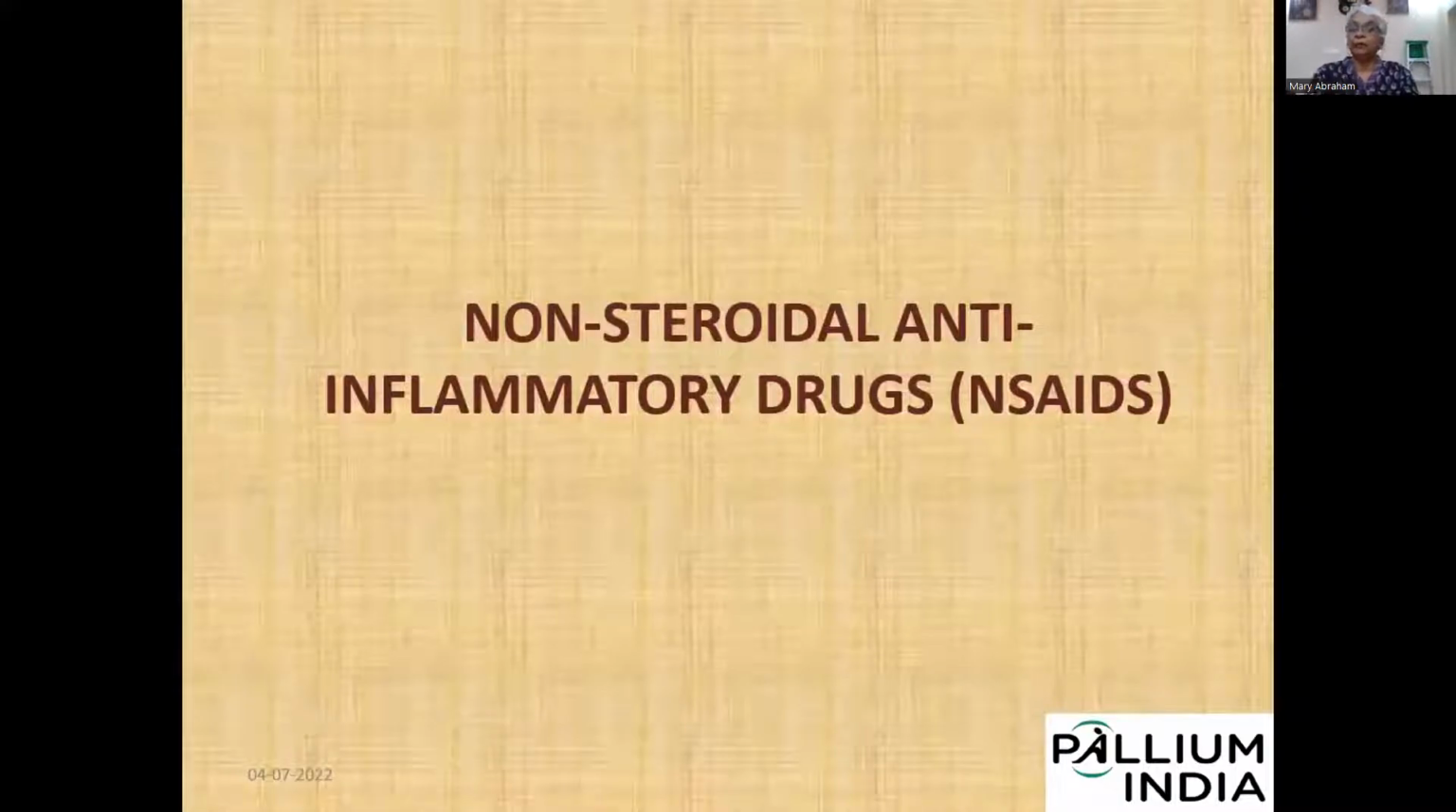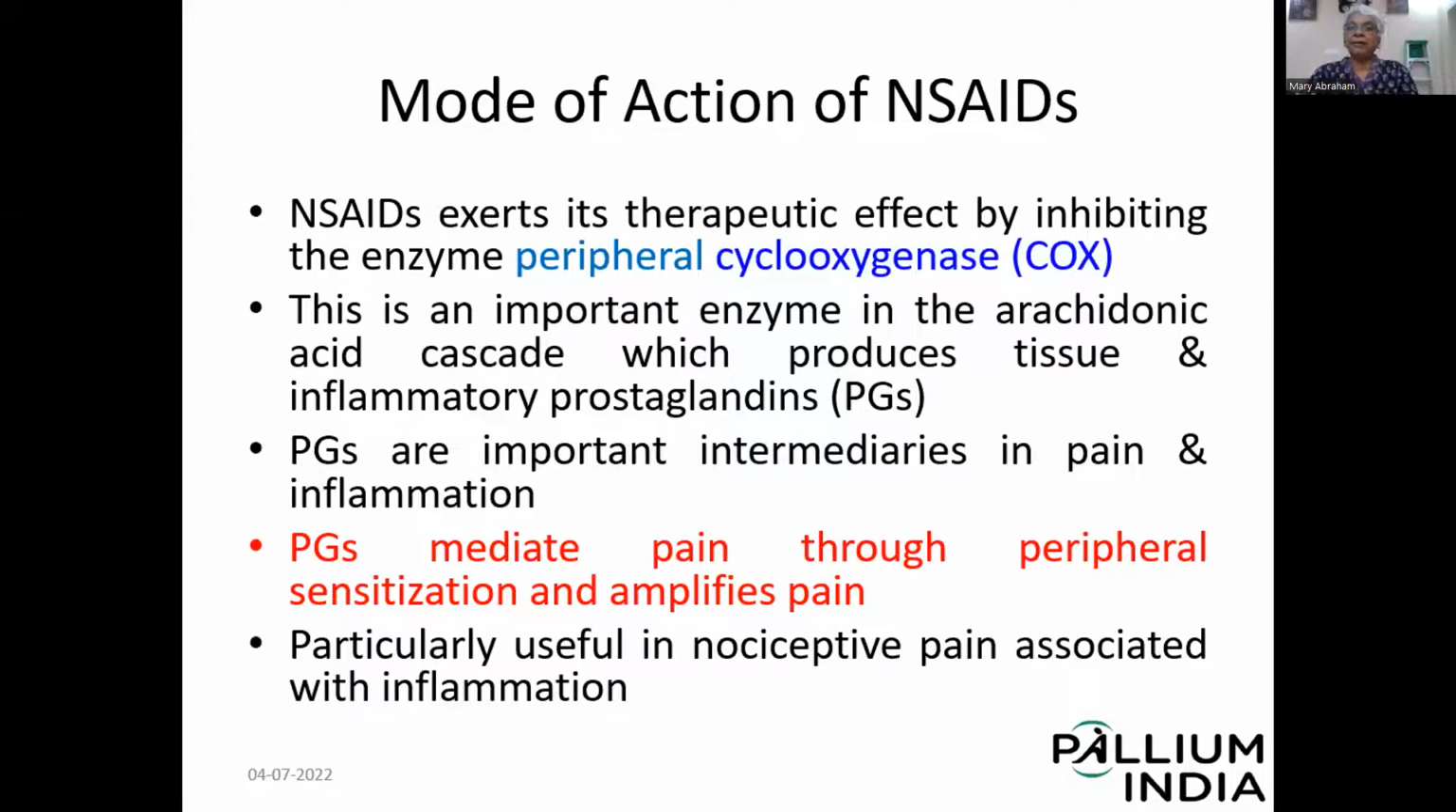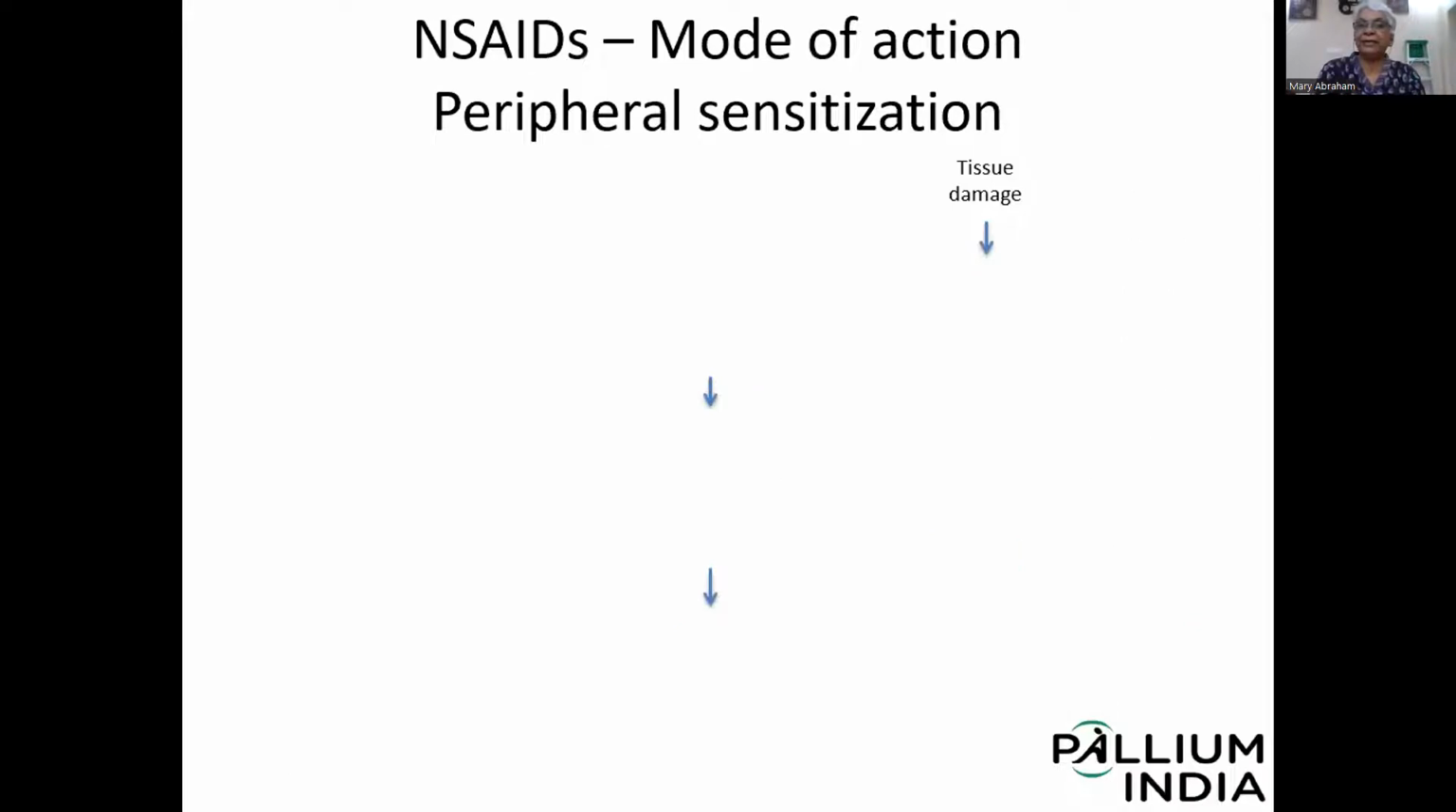Now we come to non-steroidal anti-inflammatory drugs. These are drugs that act on the peripheral cyclooxygenase system. Now, this is a very important enzyme in the arachidonic acid cascade, which produces the tissue and the inflammatory prostaglandins. Now, prostaglandins are very important intermediaries of pain, and they cause what is called peripheral sensitization. In my next slide, I will tell you a little more of that in detail.